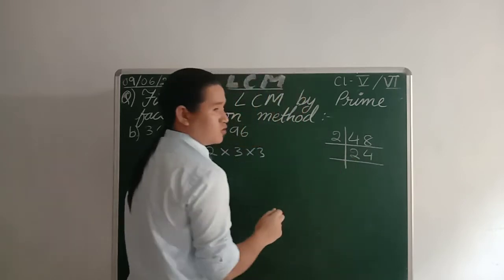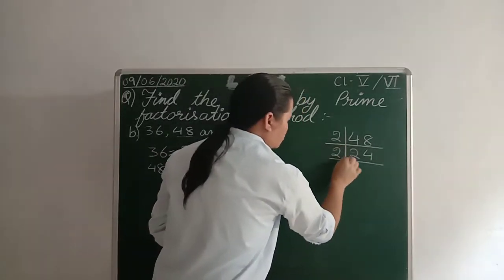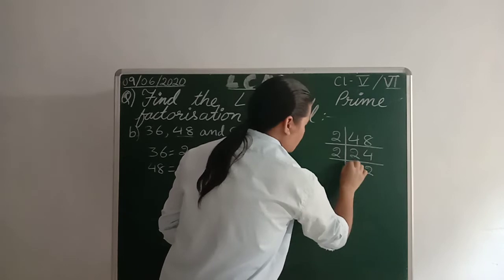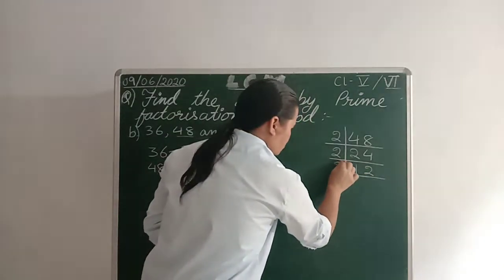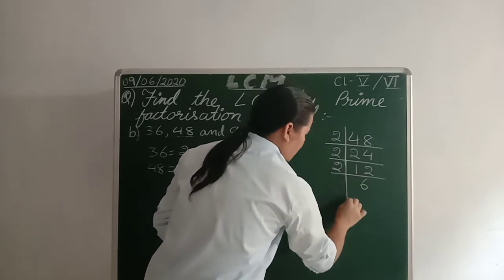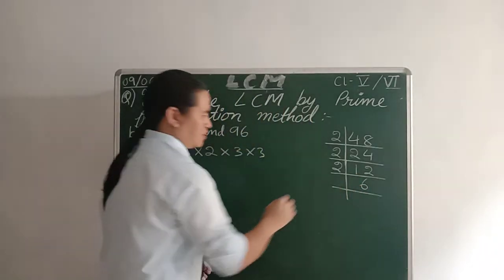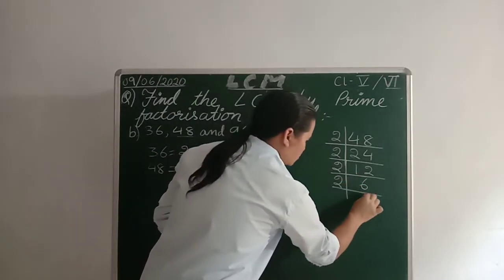2 2s are 4, 2 4s are 8. Now 24 is also an even number, so break down by 2. 2 1s are 2, 2 2s are 4. Now since this 12 is also an even number, break down by 2 again. 2 6s are 12. 6 is also an even number, so break down by 2, 2 3s are 6.